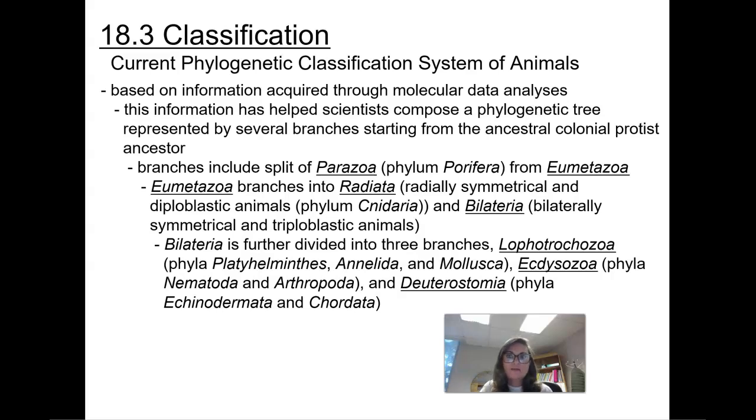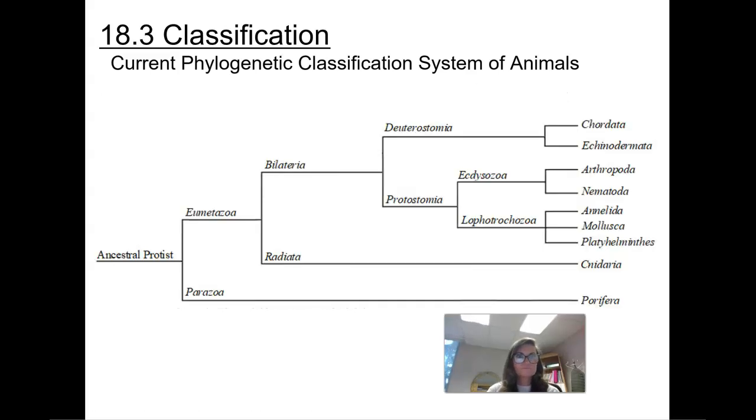They're going to have the metazoa. These are going to then branch off, and then we have what's called the radiata. Those are radially symmetrical animals. We're going to have the cnidaria, and then we have the bilateria. The bilateria is going to be further divided into 3 branches that you see here. And so this is going to be your phylogenetic classification tree, or your system that you can follow along.